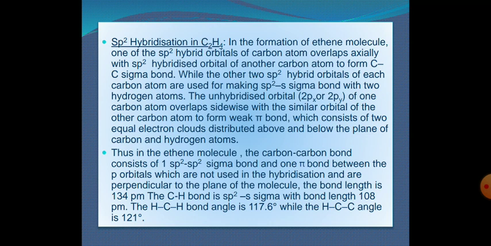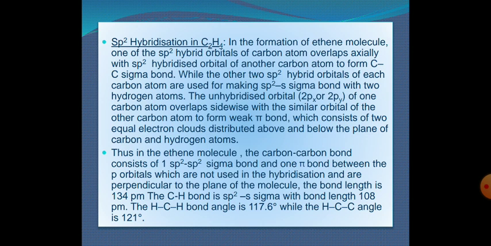Because in the formation of the ethene molecule, the hydrogen atoms attached to the first carbon atom are two in number, and to the second carbon atom are also two in number. The unhybridized orbital, either 2px or 2py, of one carbon atom overlaps sidewise with the similar orbital of the other carbon atom to form a weak pi bond.